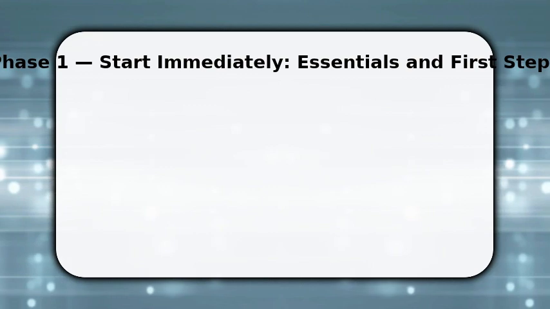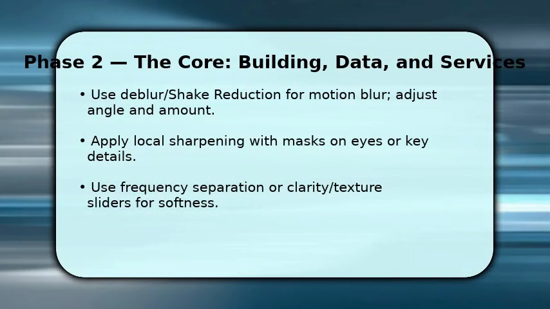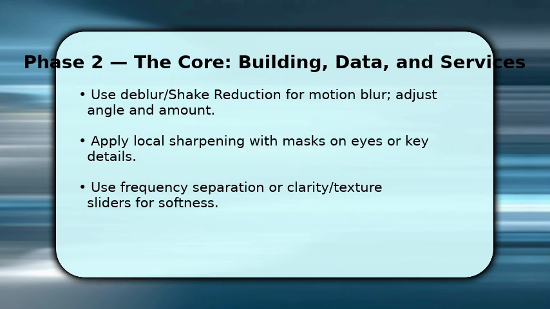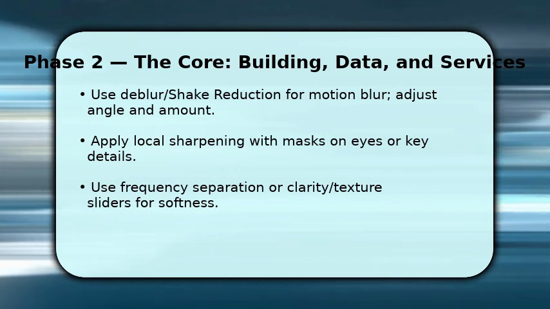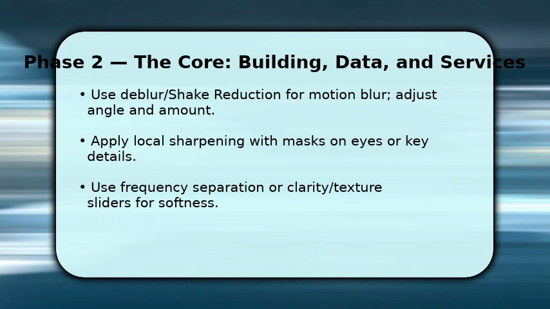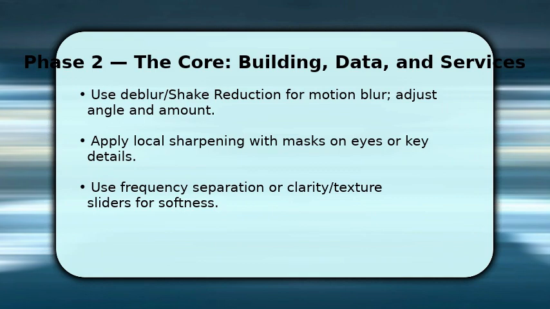Next, you apply targeted corrections based on what you found. For motion blur, try a deblur or shake reduction tool and match the blur angle and strength. Reduce artifacts by lowering amount. For soft focus, use local sharpening. Mask areas like eyes or text so only critical areas gain contrast. If global texture is needed, work with frequency separation or texture/clarity sliders to boost mid-frequency detail while avoiding haloing. Once done, toggle the edit to evaluate changes again.